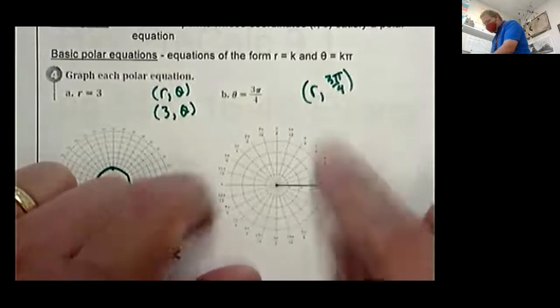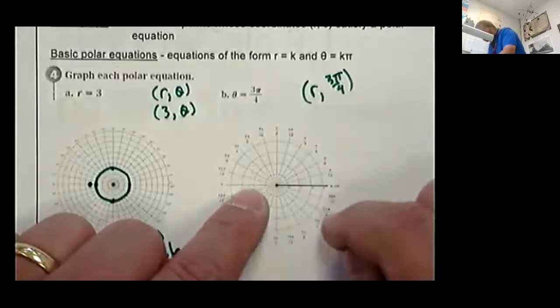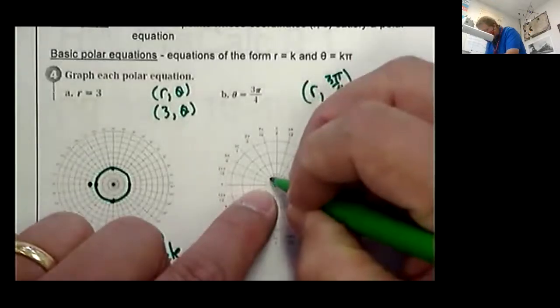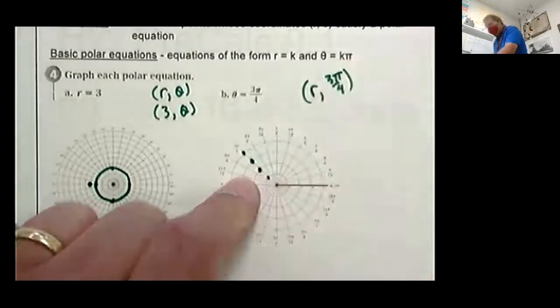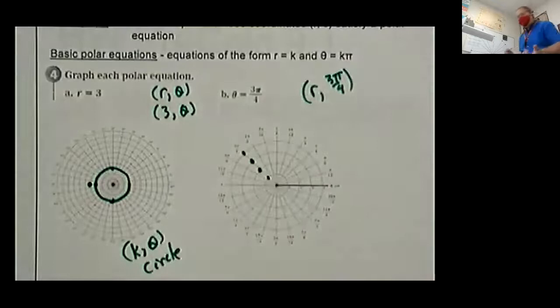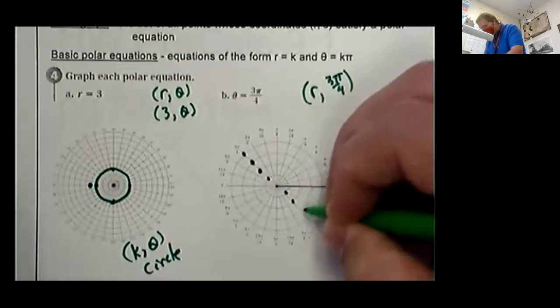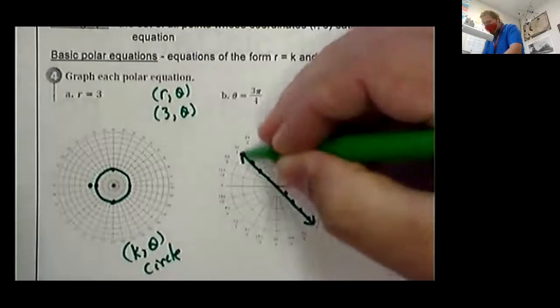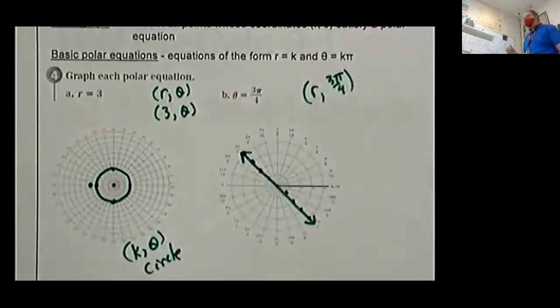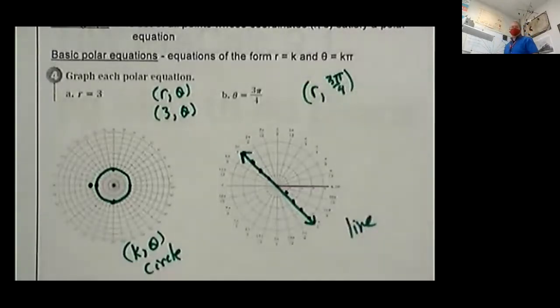All right, so what are we looking at? Well, we could have 1 and 3 pi fourths. 1 and 3 pi fourths would be there. 2 and 3 pi fourths would be there. 3 pi fourths. 4, 3 pi fourths. But we can also have a negative r as well. So -1 at 3 pi fourths, -2, -3, etc. And what do we get? All the points in between, we get a line. So given a variable r with a theta, we're always going to get a line on a polar graph. So those are 2 basic graphs, the circle and the line.